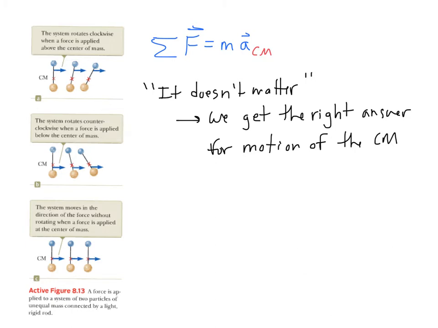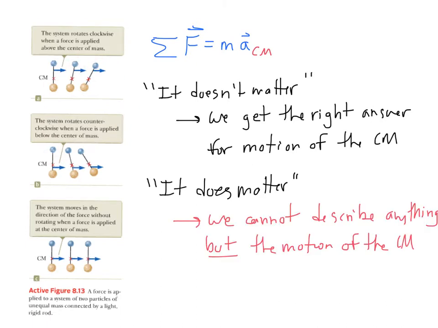Everything we've been doing up to this point in the class describes the motion of objects as a whole, meaning the whole thing is translating, described by the motion of the center of mass. When I say it does matter, meaning that we actually are not getting all the information by considering that the forces were acting at the center of mass, we actually do need to consider this. That essentially means that we can't describe anything but the motion of the center of mass. So up to this point in the class, we can't describe these kinds of motions. We can't describe the motion of the car spinning on the ice. We know that happens, but we can't do it.